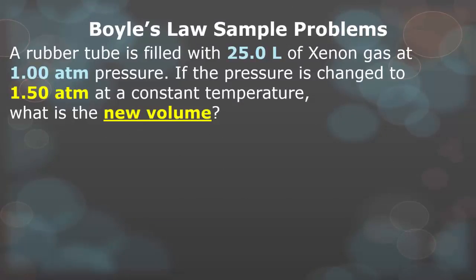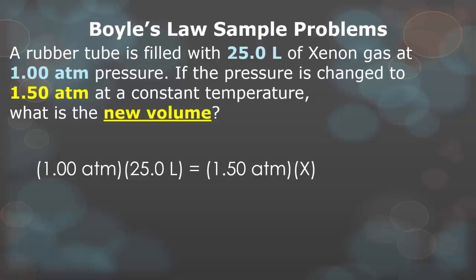A rubber tube is filled with 25 liters of xenon gas at 1 atmosphere pressure. If the pressure is changed to 1.5 atmospheres at a constant temperature, what is the new volume? Also, try to anticipate an answer here. If the pressure is increased, what should happen to the volume?